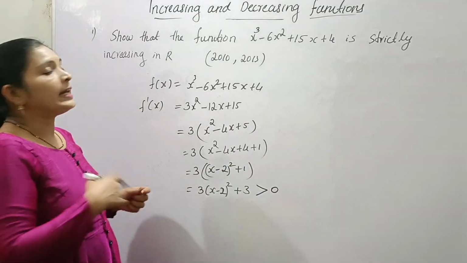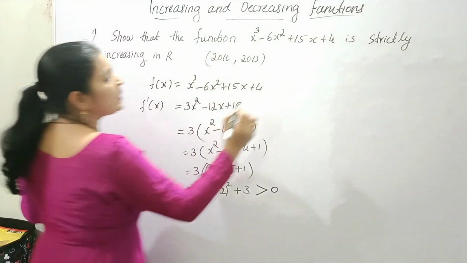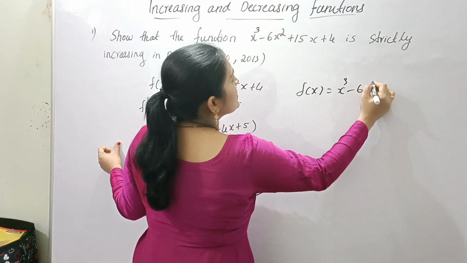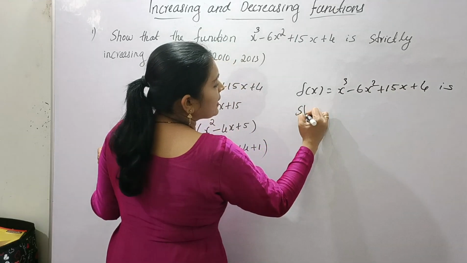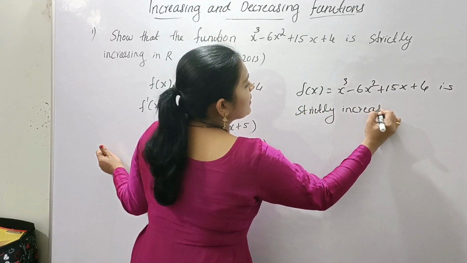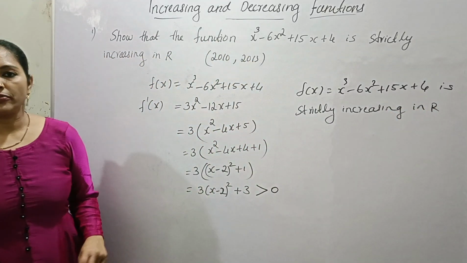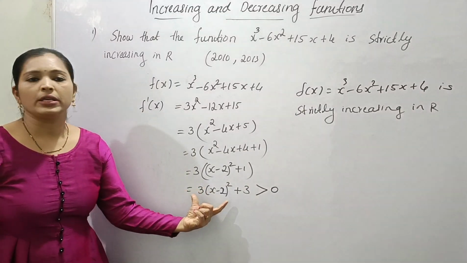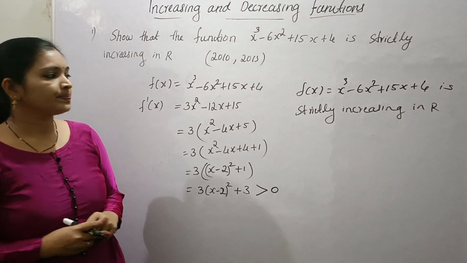Therefore, by derivative test, we say the given function f of x is equal to x cube minus 6x square plus 15x plus 4 is increasing in R. Okay, because for any values of x, positive values, negative values, any integers, any rational numbers, we will get f dash of x always greater than 0.